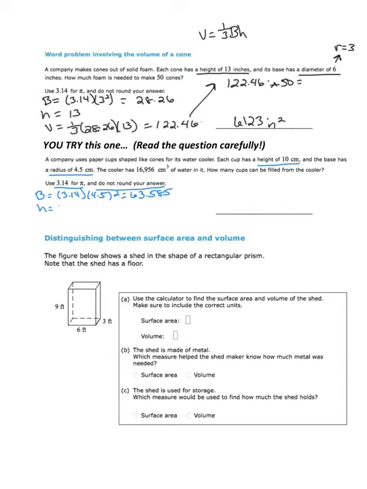The height is 10 centimeters. So the volume of one cone is 1/3 times 63.585 times 10. Let's see, times 10 divided by 3. I get 211.95. So 211.95 centimeters cubed.